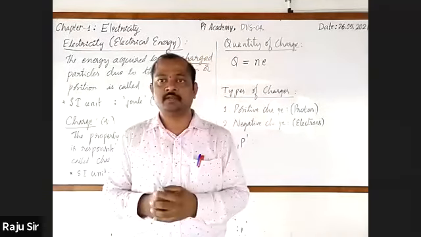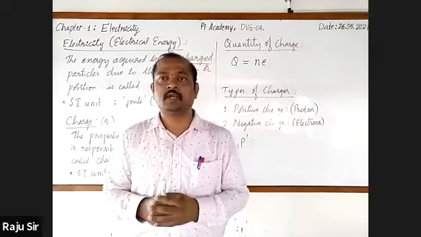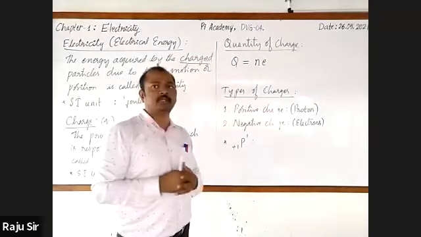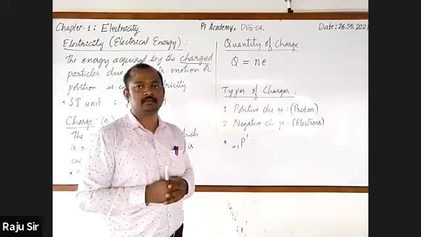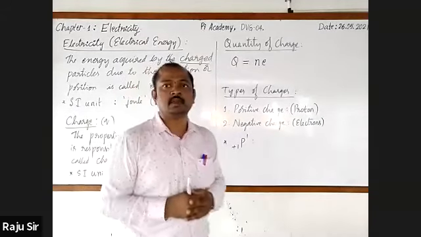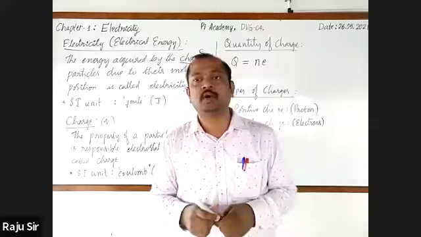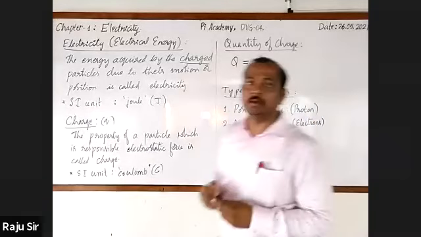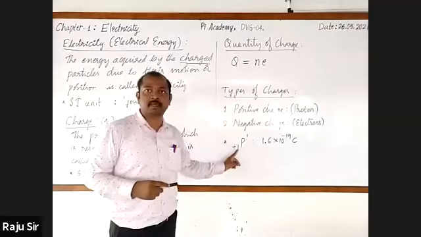And you also know that charge can be measured. To measure that, we use a unit called coulomb. Then do you know what is the charge of proton? It is 1.6 into 10 raised to the power minus 19 coulomb. That's the magnitude of the charge of the positively charged particle called proton.